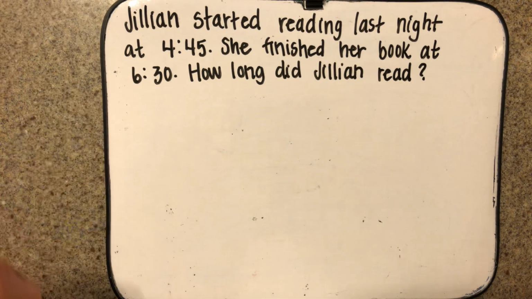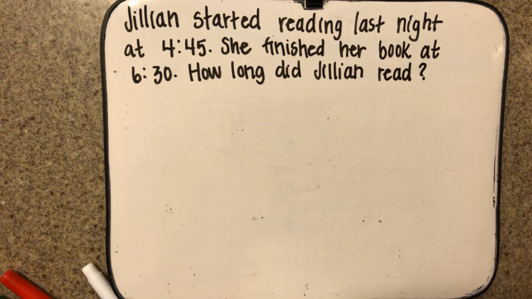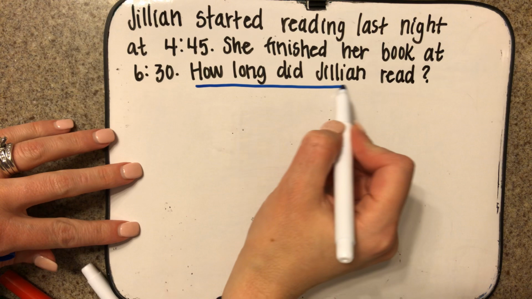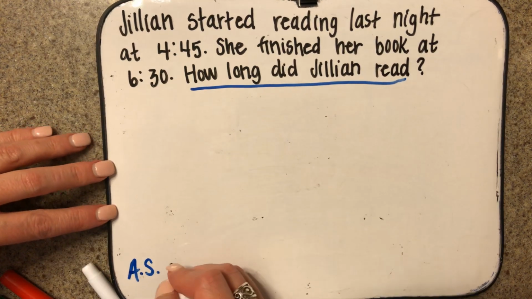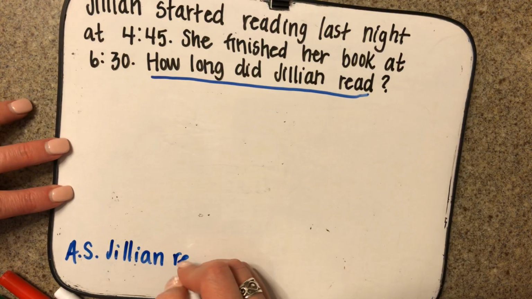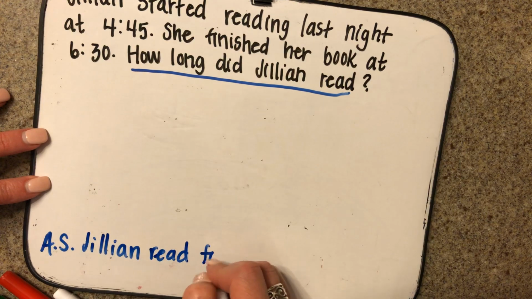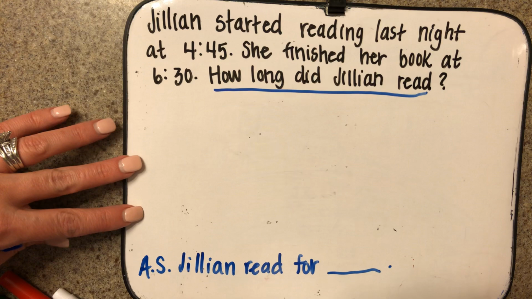So let's read it. It says, Jillian started reading last night at 4:45. She finished her book at 6:30. How long did Jillian read? So remember, first of all, we look for our question within the word problem, okay? And it says, how long did Jillian read? So down here, I'm going to write my answer sentence. Jillian read, and I'm going to leave that blank, okay, to fill in our answer at the end, okay?